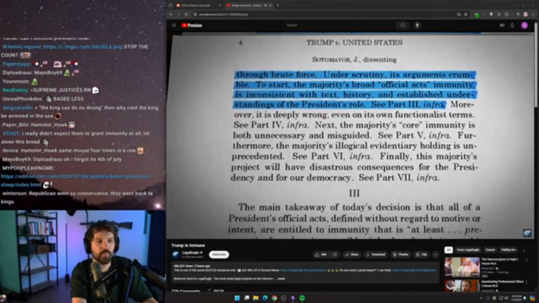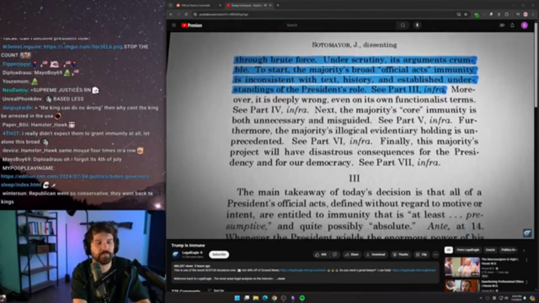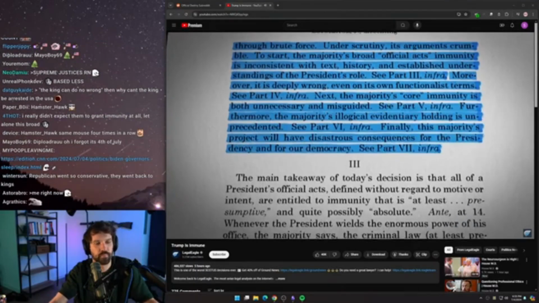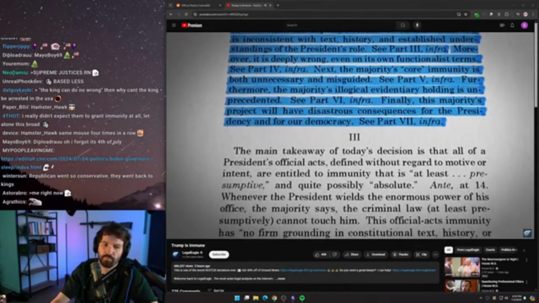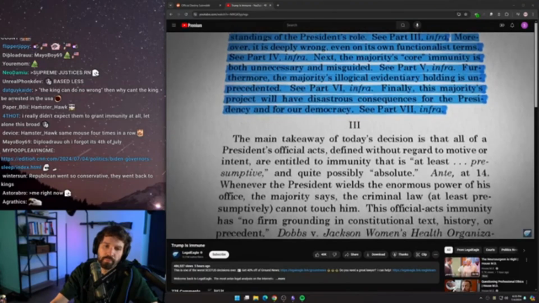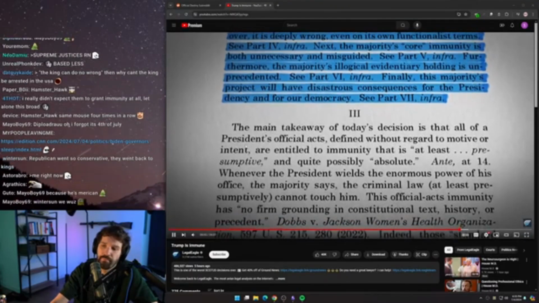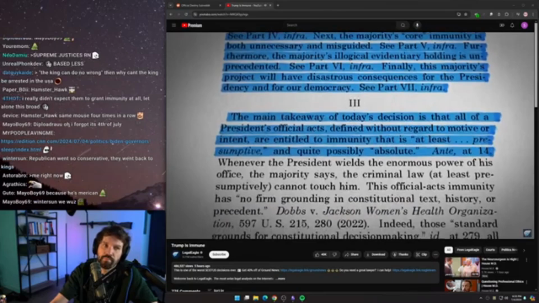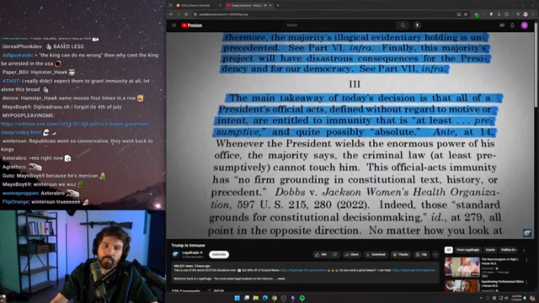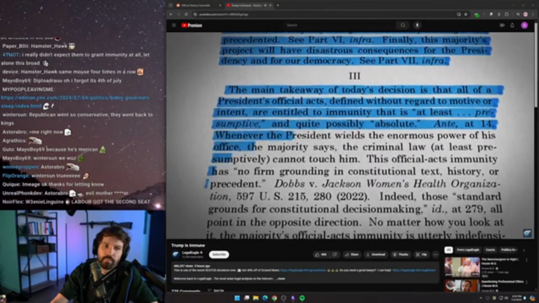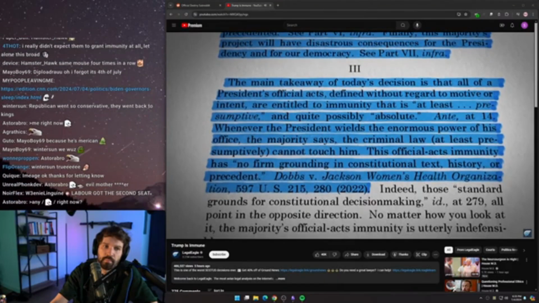To start, the majority's broad official acts immunity is inconsistent with text, history, and established understandings of the president's role. Moreover, it is deeply wrong even in its own functionalist terms. Next, the majority's core immunity is both unnecessary and misguided. Furthermore, the majority's illogical evidentiary holding is unprecedented. Finally, this majority's project will have disastrous consequences for the presidency and for our democracy. The main takeaway of today's decision is that all of a president's official acts, defined without regard to motive or intent, are entitled to immunity that is at least presumptive and quite possibly absolute. Whenever the president wields the enormous power of his office, the majority says the criminal law does not apply, at least presumptively.